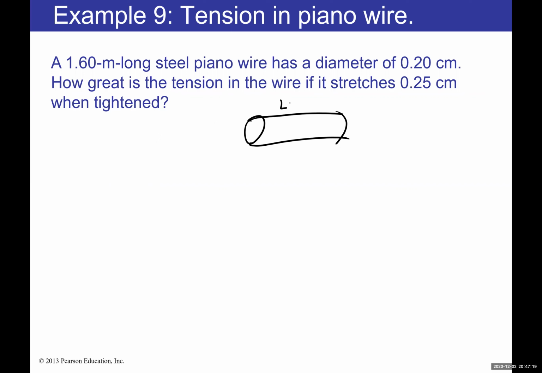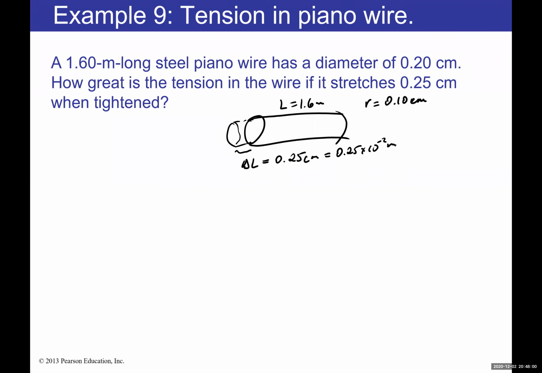So the length here is 1.6 meters, and the radius is 0.1 centimeters. Then it says, how great is the tension if the wire is stretched 0.25 centimeters when tightened? That means this delta L is 0.25 centimeters. It stretches by this much. If I convert this, it's going to be 0.25 times 10 to the negative 2 meters, because 100 centimeters is 1 meter.